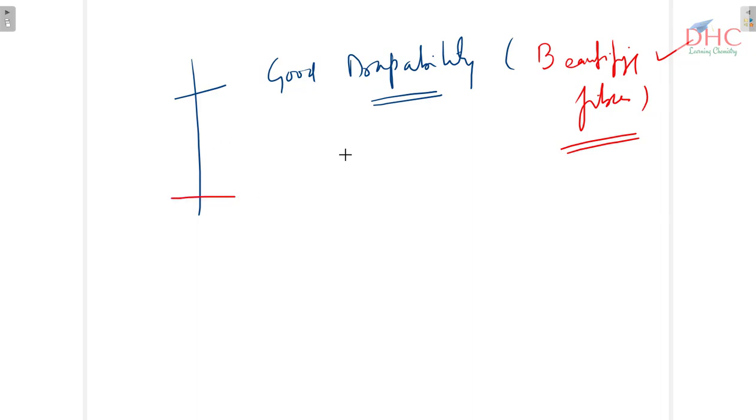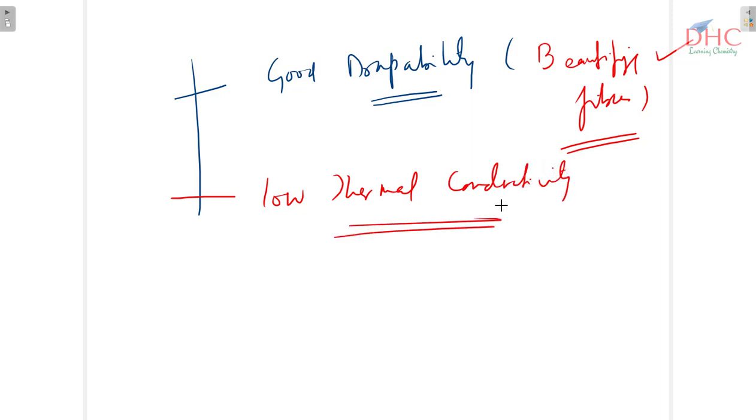Next, they have low thermal conductivity. They do not conduct heat much, so they don't become hot easily. So they have low thermal conductivity. These are some of the properties of Orlon.